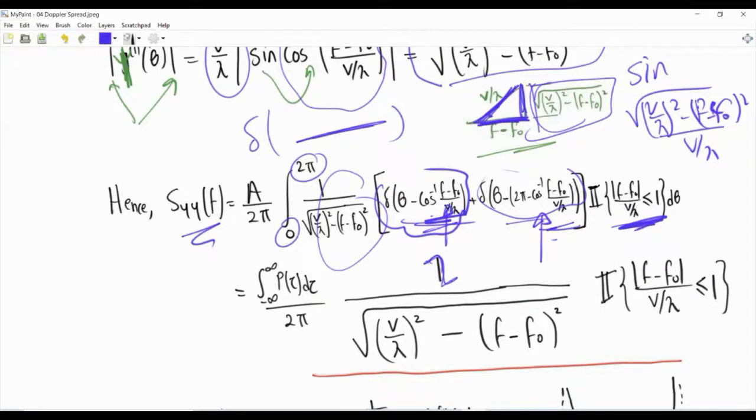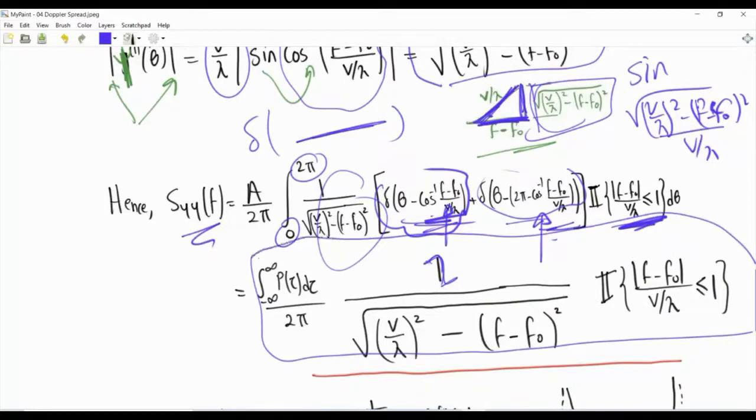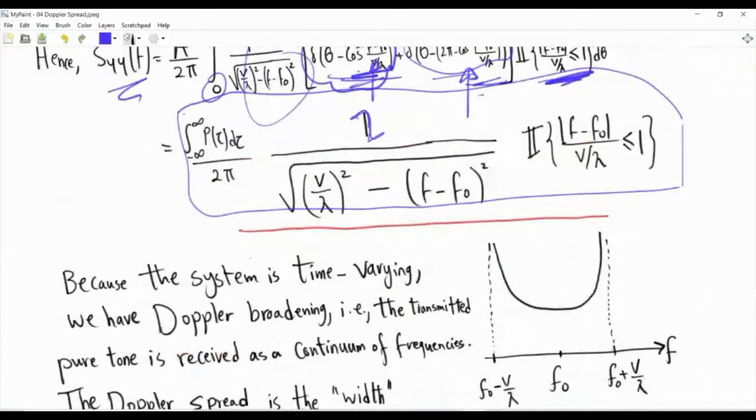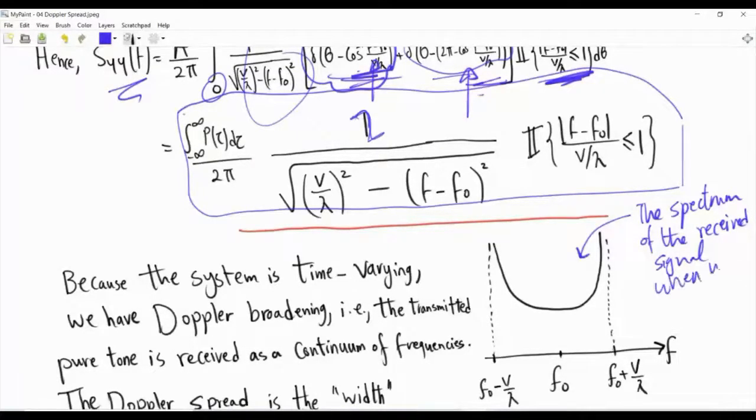So this is the power spectral density. The nice thing here is that we actually have a closed form for the power spectral density. Closed form. Okay, and what is this thing? So here it is. You can say this thing is the spectrum of the received signal when we transmit a pure tone at f0.